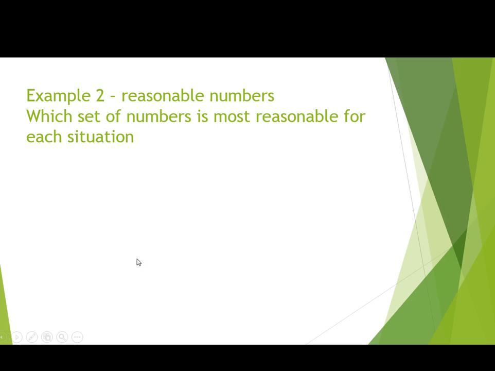Example 2 is about reasonable numbers. We're going to look at situations and ask ourselves, what's the best set that defines this situation? The first situation is, what set of numbers would we use to describe the number of students who will go on a class trip?